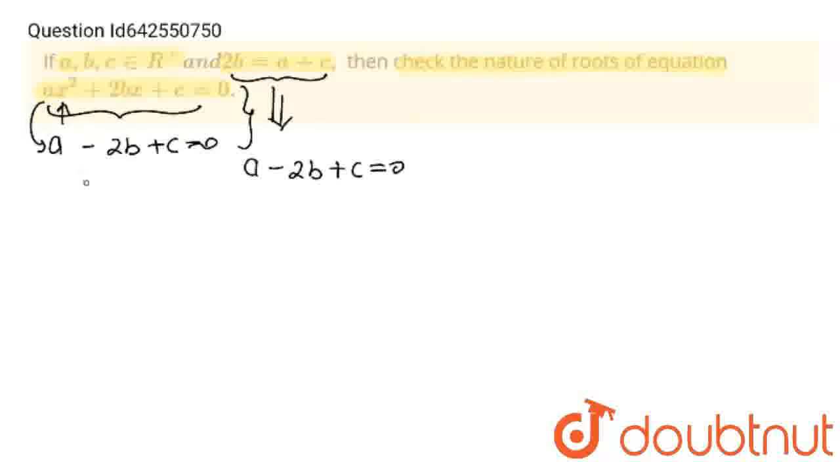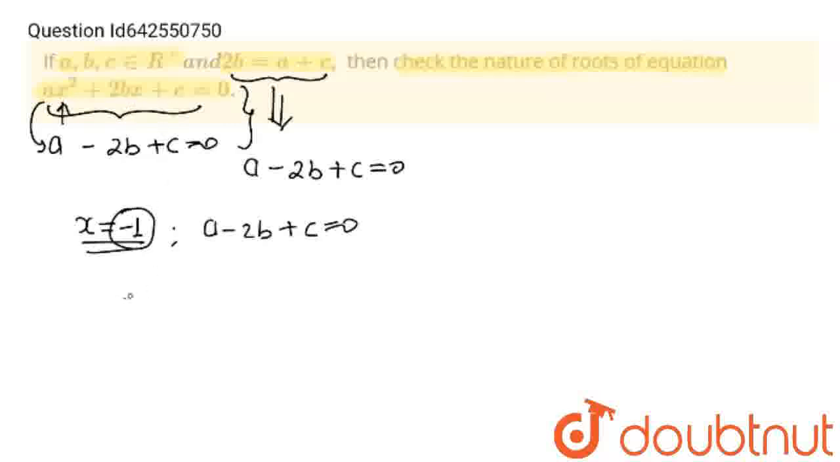In this equation and this given value, I am going to see one observation. First of all, I am going to bring 2b to LHS. This will become a minus 2b plus c is equal to 0. So this is a minus 2b plus c is equal to 0. And in this equation, if we put x is equal to minus 1, we get a minus 2b plus c is equal to 0. It means that x is equal to minus 1 is one root.